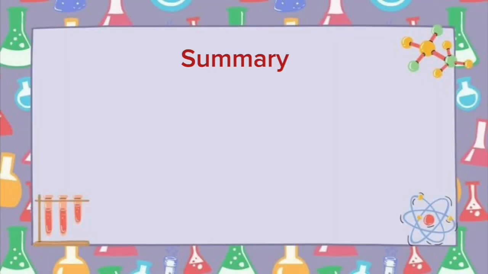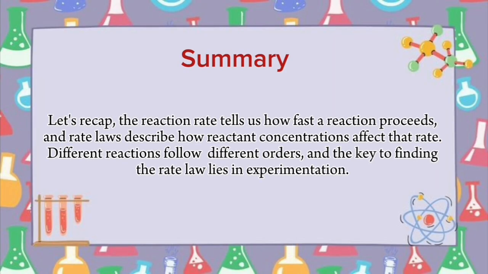Summary. Let's recap. The reaction rate tells us how fast a reaction proceeds, and rate laws describe how reactant concentrations affect that rate. Different reactions follow different orders, and the key to finding the rate law lies in experimentation.